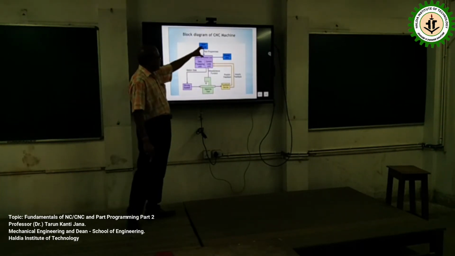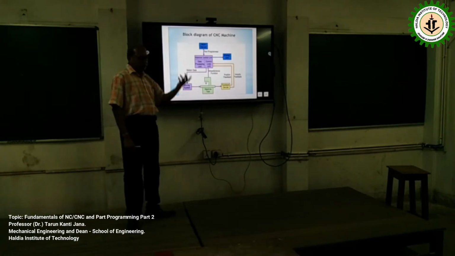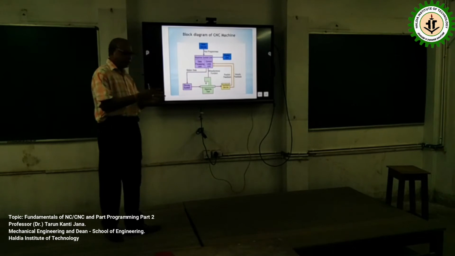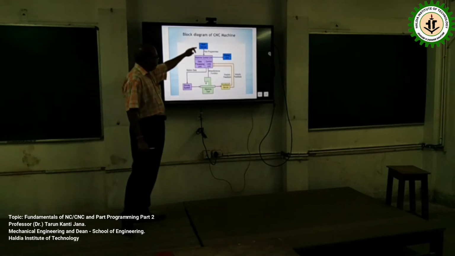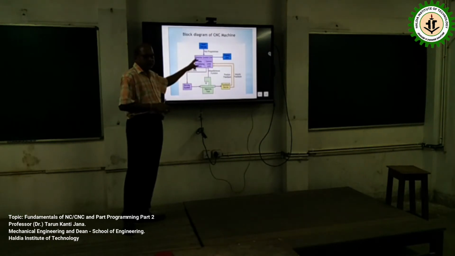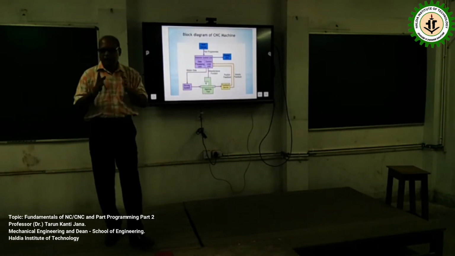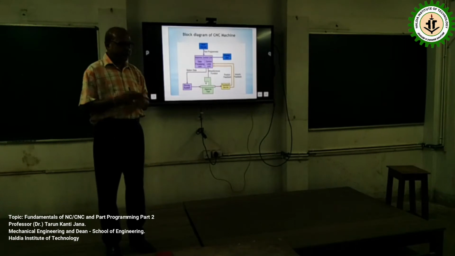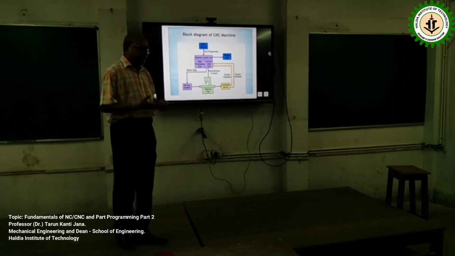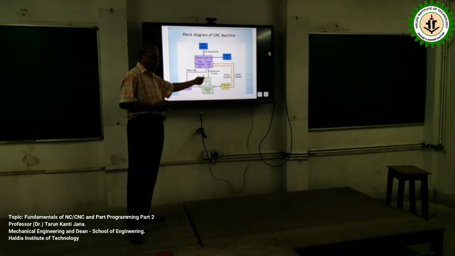So through any input device, maybe a computer or, in the earlier case, a floppy disk, you prepare the program and keep it ready. This input goes to the machine control unit. The machine control unit is the brain of the machine, just similar to our human brain. All the intelligent decision making functions are taken care of by the machine control unit.